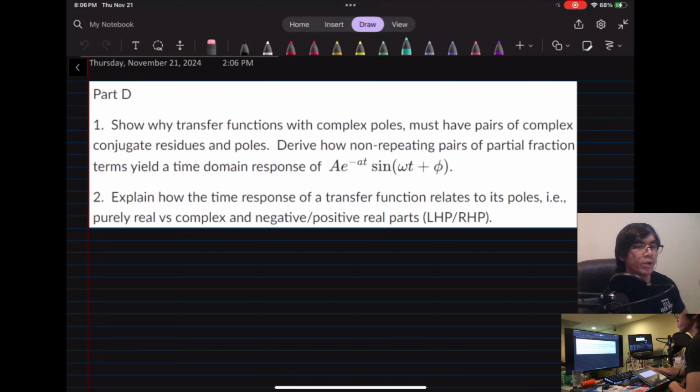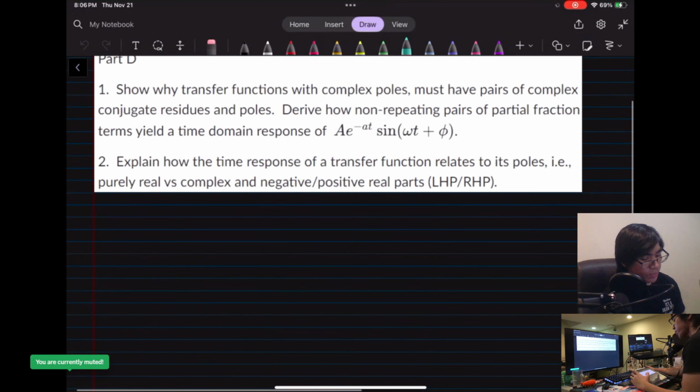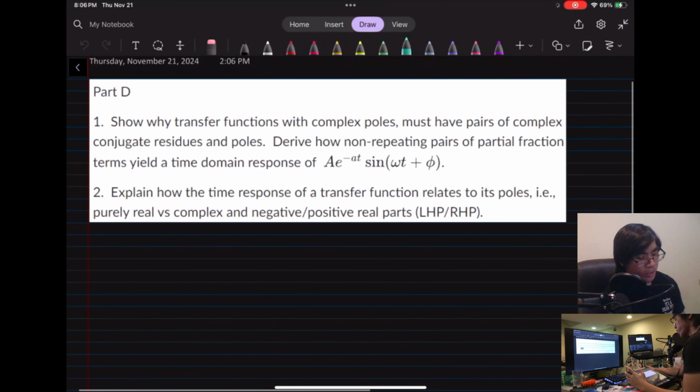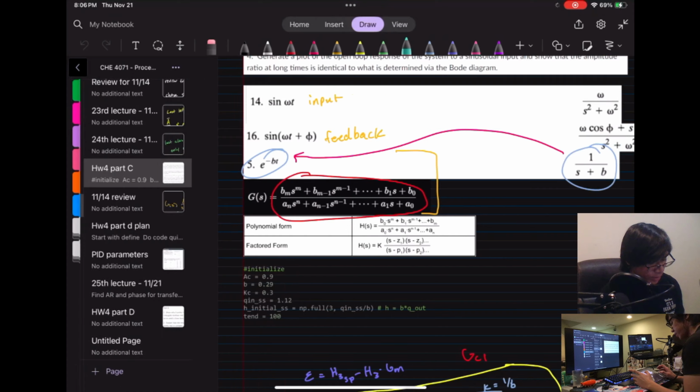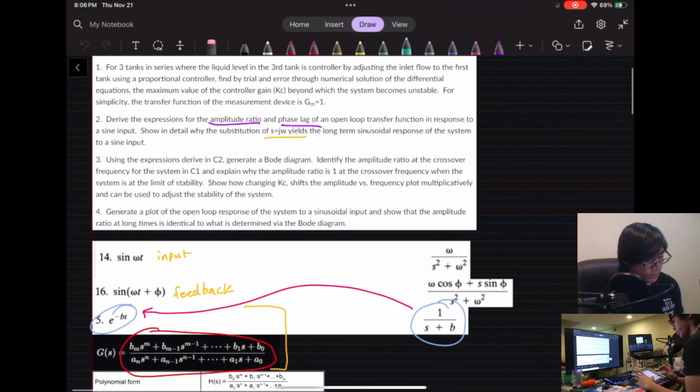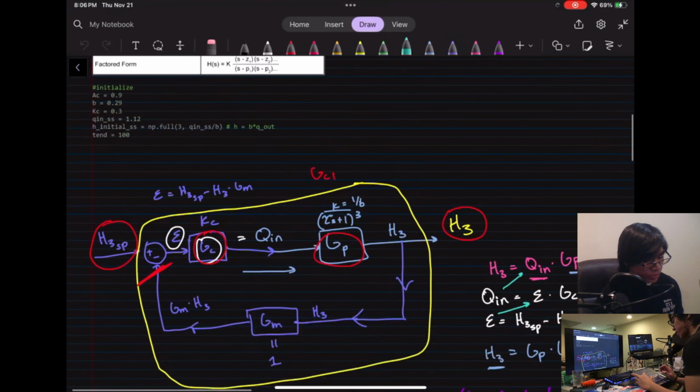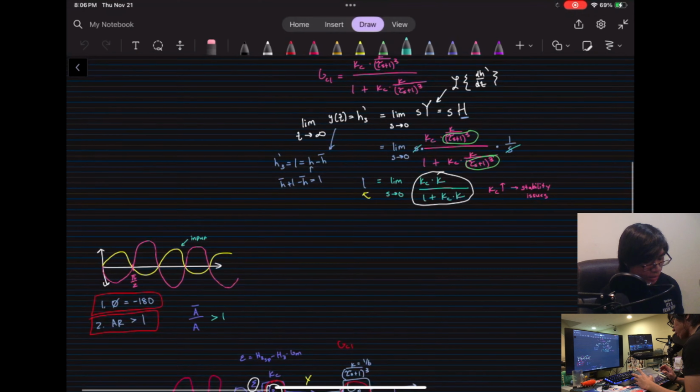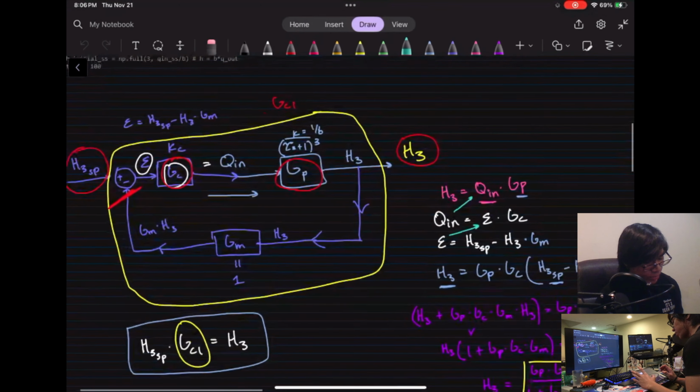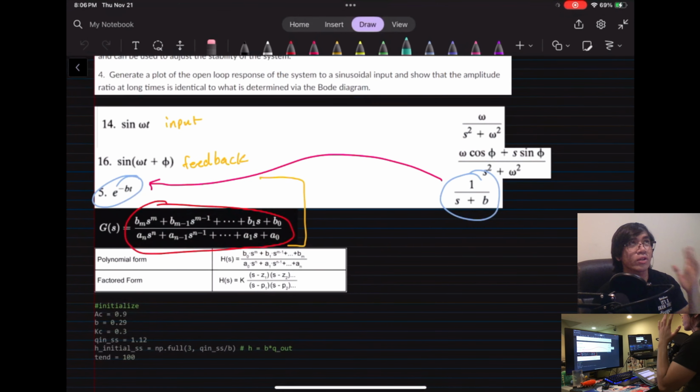Okay, so here's the last part of our series of problems. If you remember, actually let me just go to it here. Part C. We were doing the transfer function under closed loop feedback control, and then we had an open loop transfer function times the input of a sinusoidal input, just a sine going in, and we had a phase coming out. Well, that was our feedback.